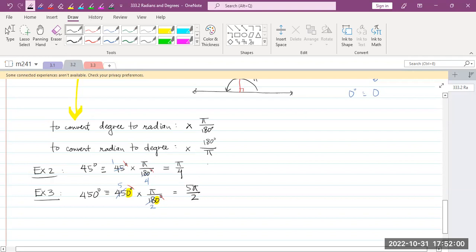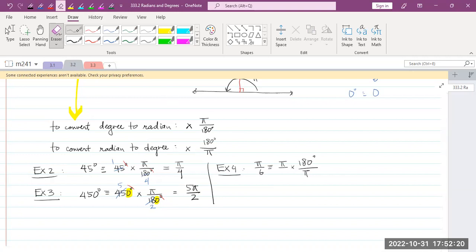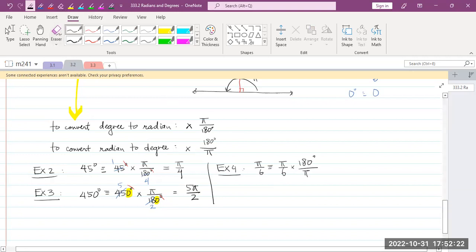How about converting from radians to degrees? Let's say I have pi over 6. Well, multiply that by 180 degrees over pi. I'm sorry, it should be pi over 6. Okay, now the pi cancels, right? And 180 divided by 6 is 30 degrees.